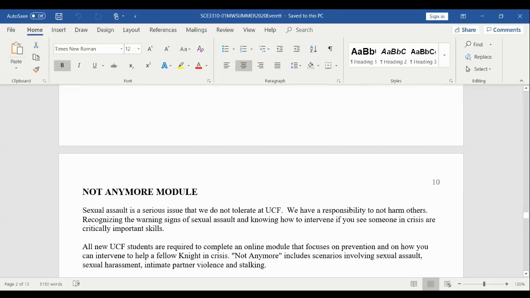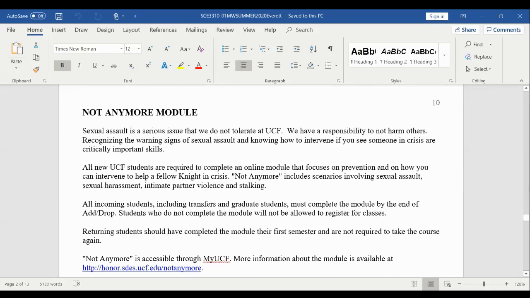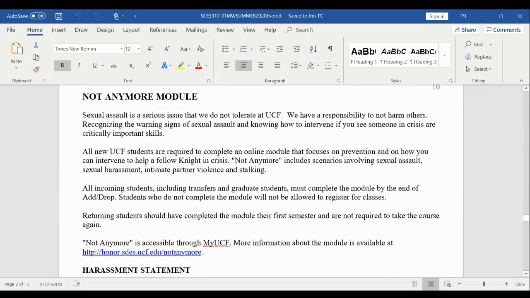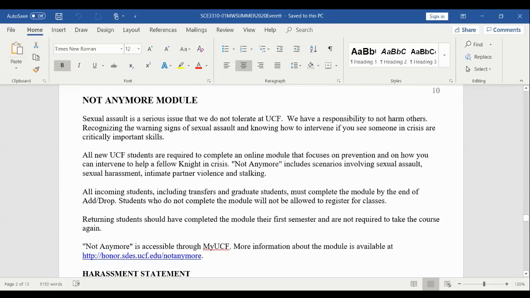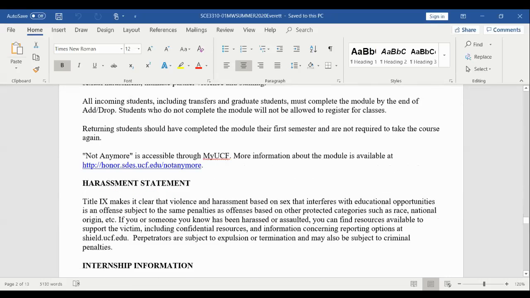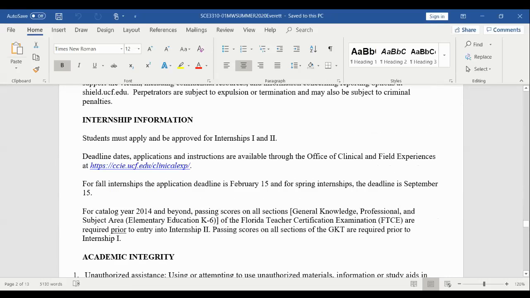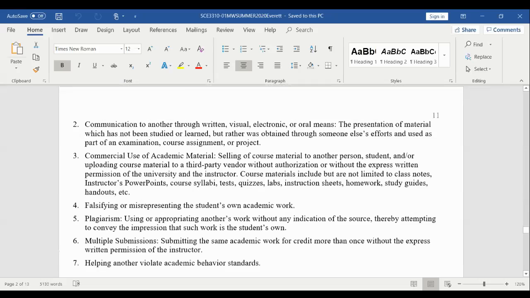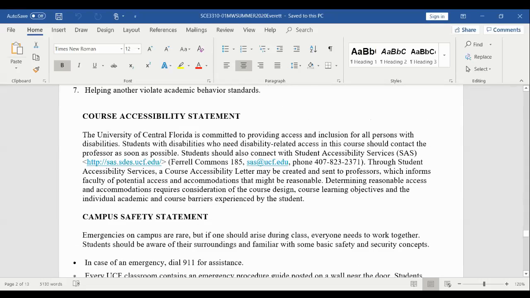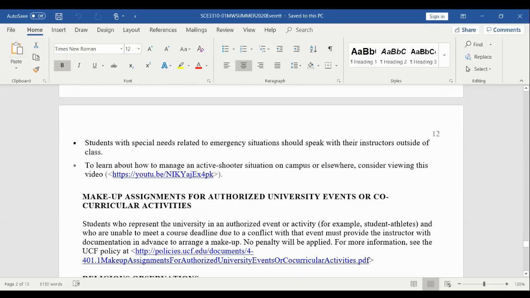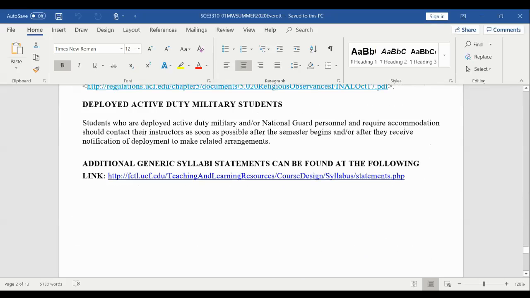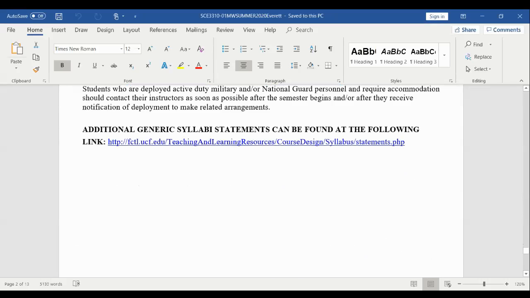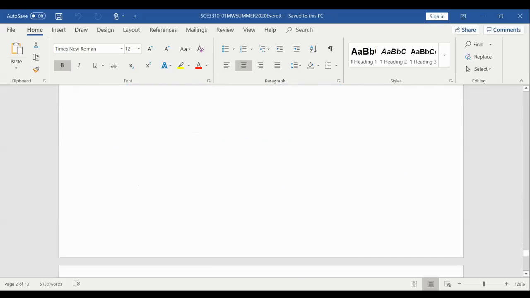If this is your first semester at UCF, you have to do the Not Anymore module for sexual assault. The syllabus also includes the sexual harassment statement, internship information, academic integrity, course accessibility, campus safety statement, makeup assignments, religious observations, military student and active duty information, and generic syllabus statements from the university.